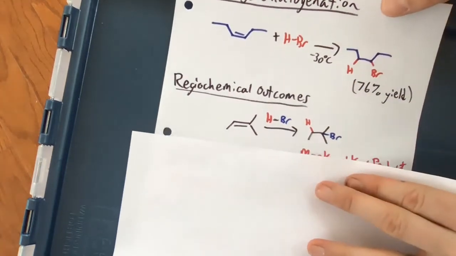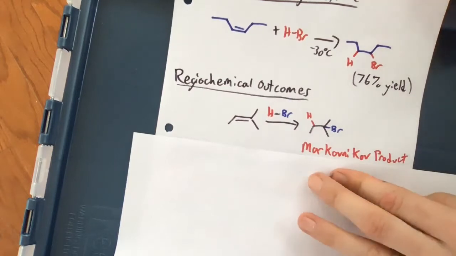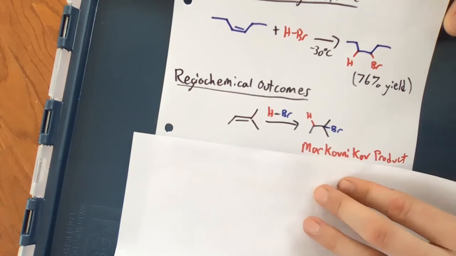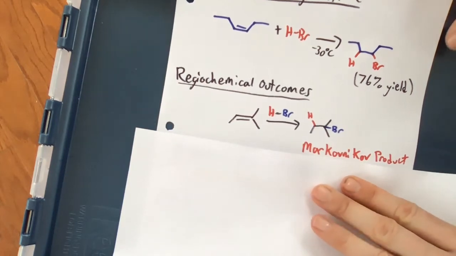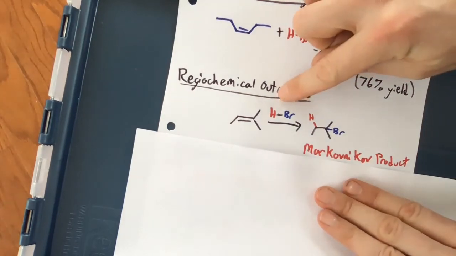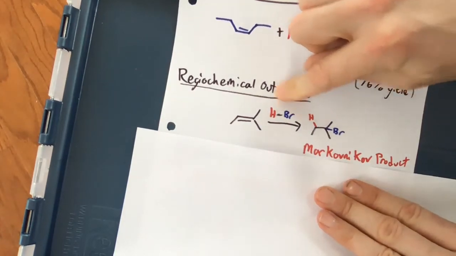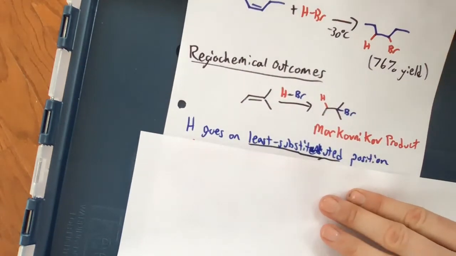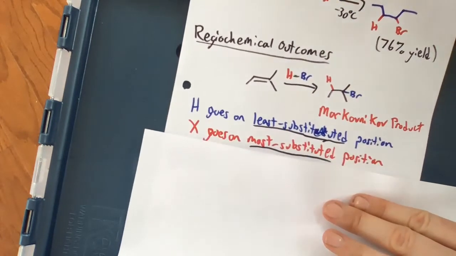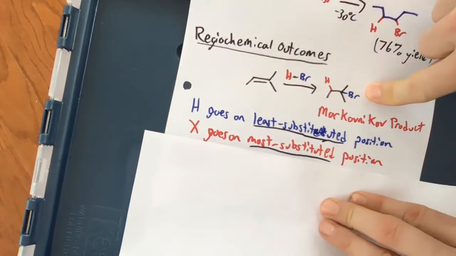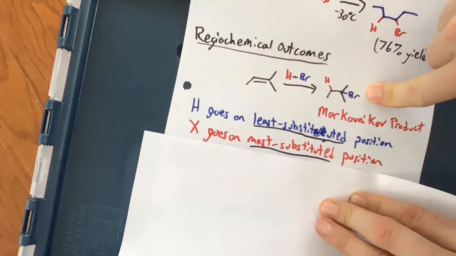And this is called the Markovnikov product of this reaction, because Markovnikov was a very smart chemist who found out that there are some general rules about hydrohalogenation reactions, in that if you add a strong acid like HBr to an alkene, the hydrogen will always go on the least substituted carbon, and the halogen, the X, here it's bromine, will always go on the most substituted carbon.